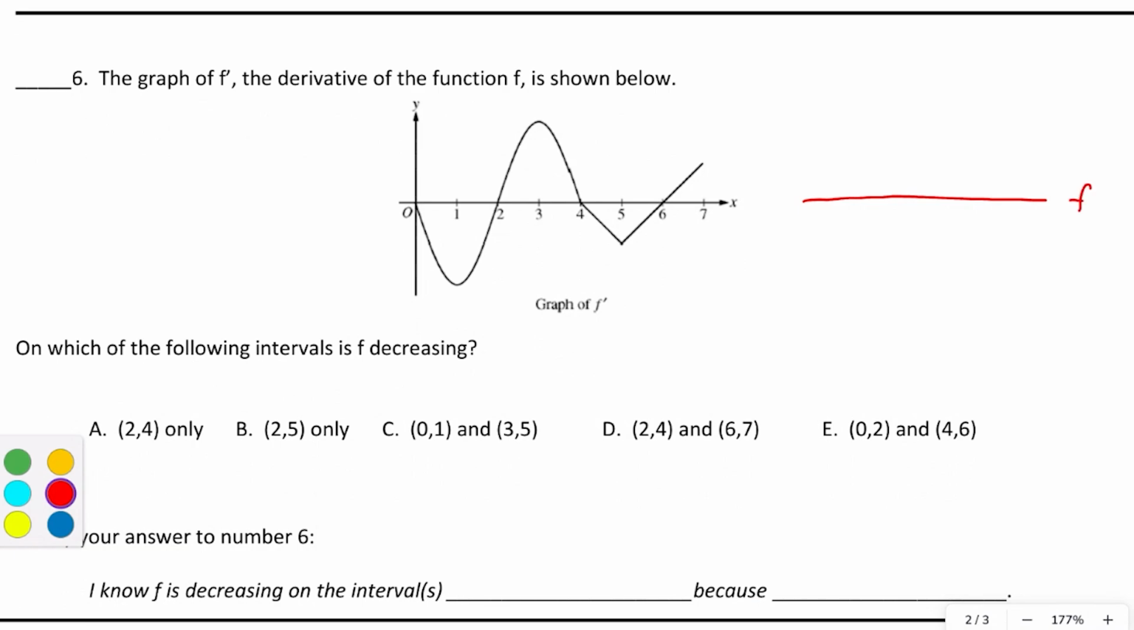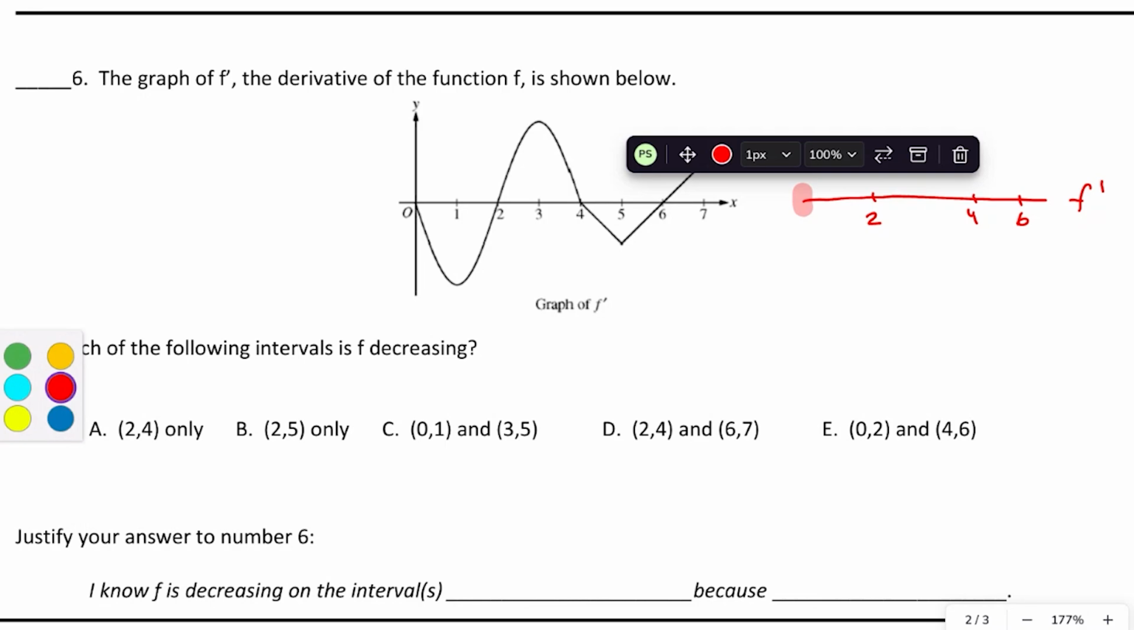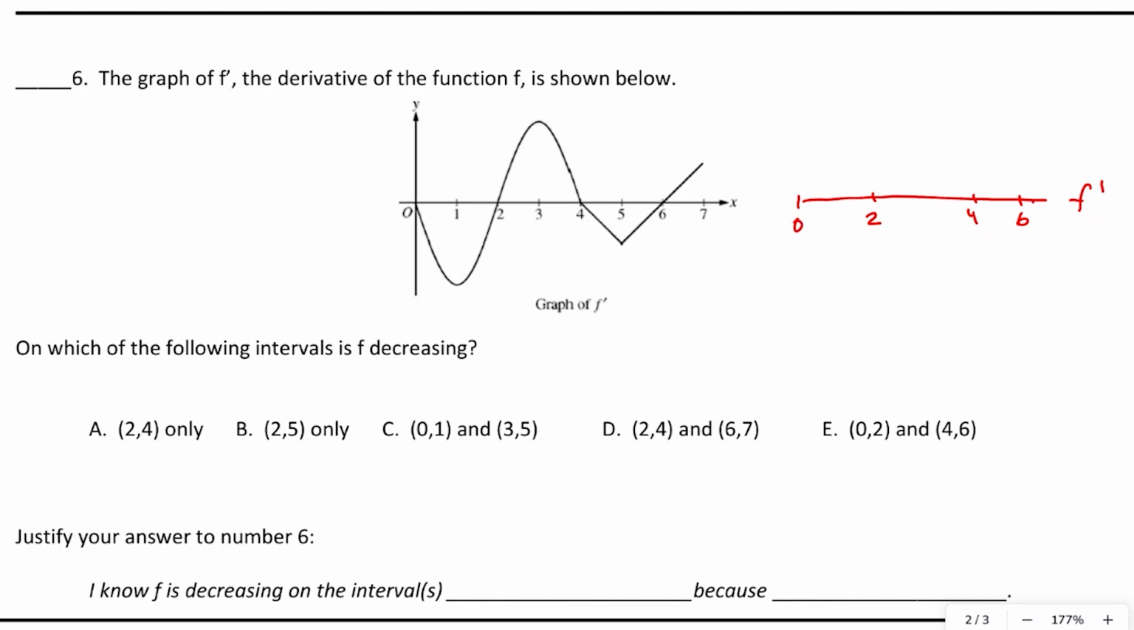This is f prime. And what I'm going to do here is put these critical values where it's 0, at 2 and 4 and 6, and just kind of map the sign of f prime. I'm not solving an equation. I don't have to plug in any numbers. I just have to look at the graph. So notice between 0 and 2, and I should put 0 here too, because I don't really know what's happening to the left of that, it looks like it just stops there. So put 0, and actually I'll cap it off at 7 also.